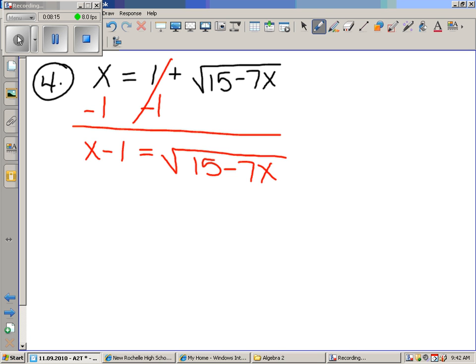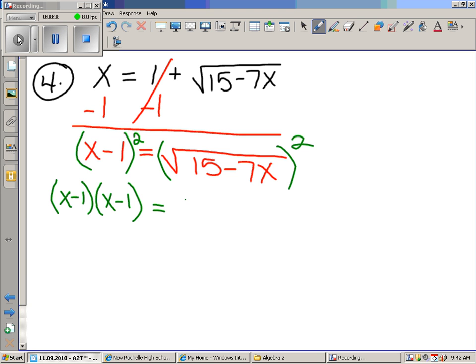Okay, now we've got a square root on the right side. How do you undo the square root? Okay, so we're going to square up both sides. Square it up. Square it up. Oh, this is going to be a lot of work. X minus 1 squared, that's the same thing as saying x minus 1 times x minus 1. And you know what that means. Oh, we're going to have to FOIL it.